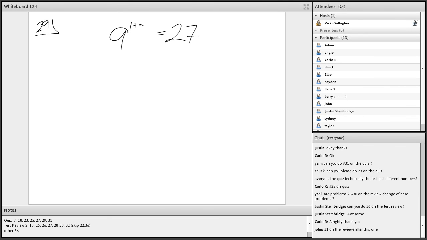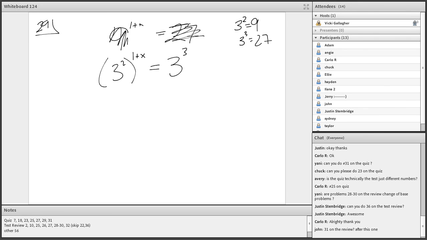Now these, I cannot write these both as 9 to a power because 9 squared is 81, and that's way bigger than 27. So I need to find a different number that I can write them both as, not a number that is currently on the screen. And that number is 3, because 3 squared is 9 and 3 to the third is 27. So I'm going to replace the 9 with a 3 squared, and I'm going to keep that exponent of 1 plus x that it originally had. And then I'm going to replace the 27 with a 3 to the third, and I don't have to worry about anything else on that side because the 27 did not have an exponent.